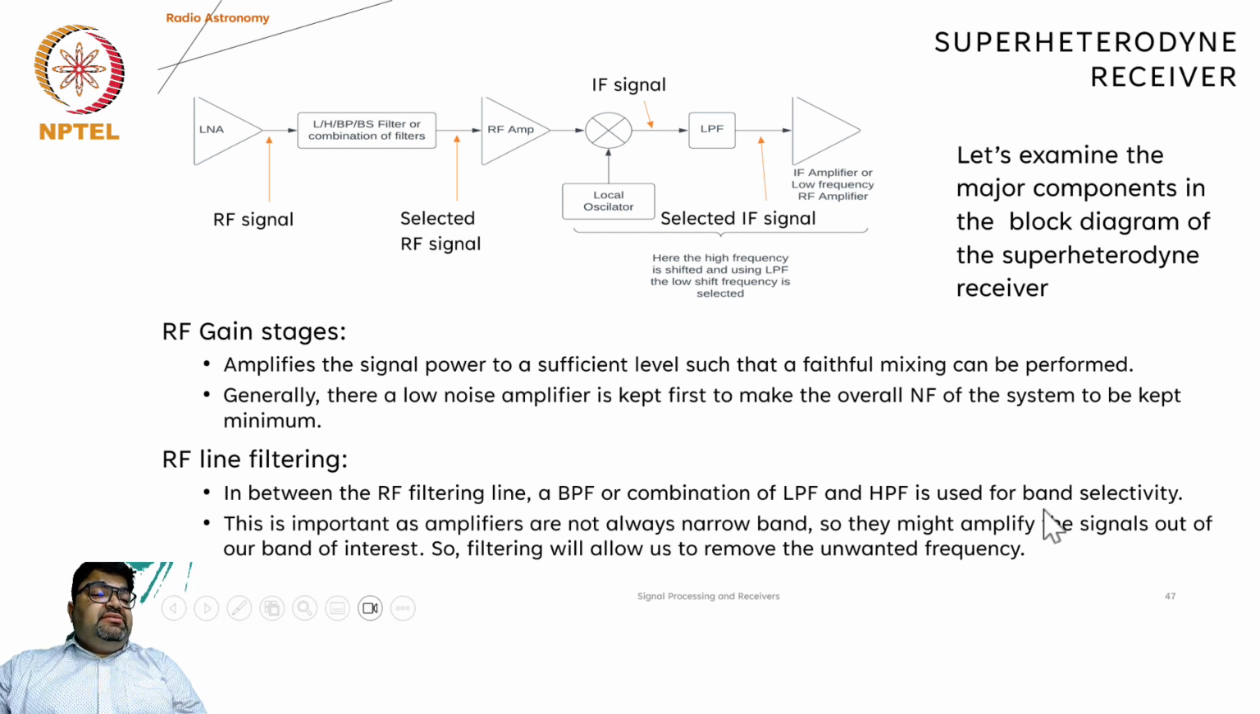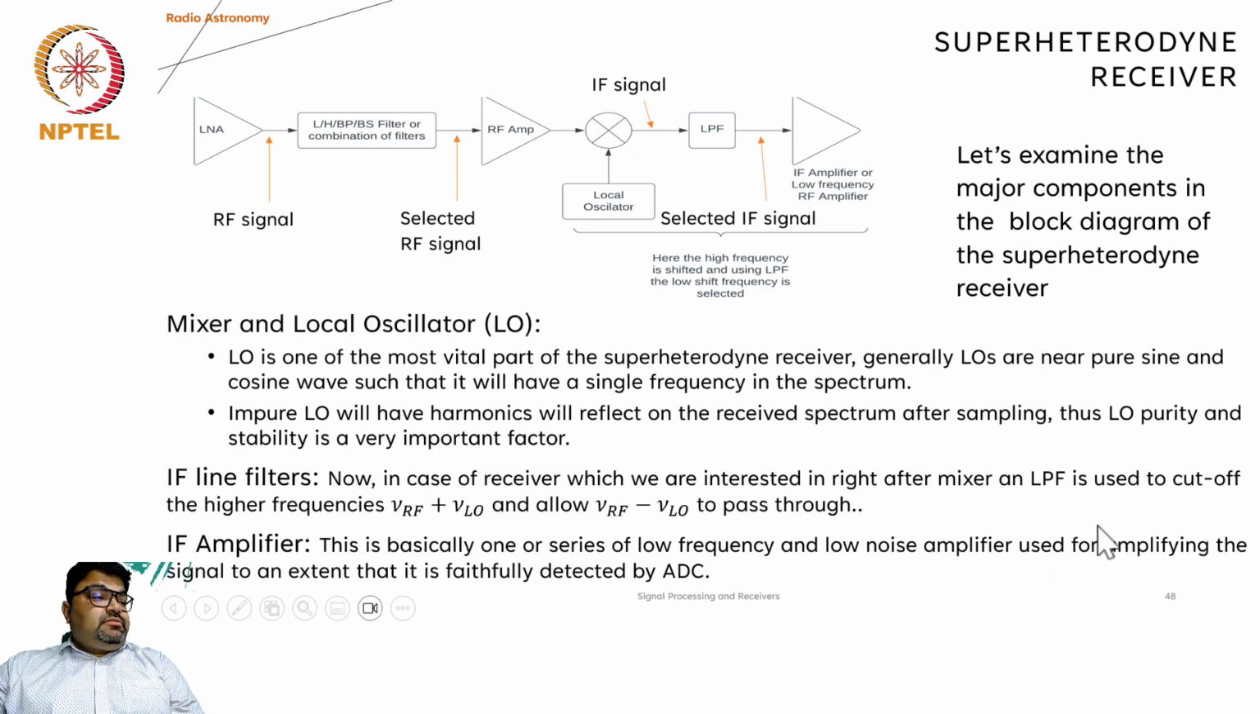LPF and HPF are used for band selectivity. It is important as amplifiers are not always narrow band, so they might amplify signals out of our band of interest. So filtering will allow us to remove unwanted frequencies.